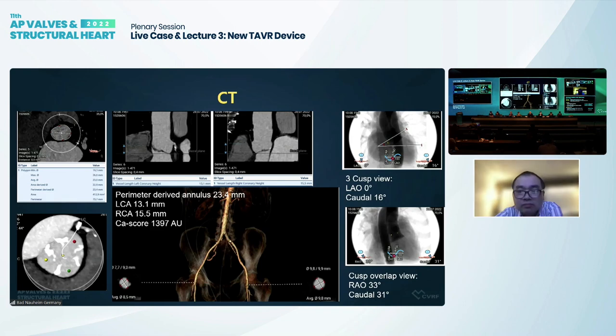Computed tomography showed us that the perimeter-derived annulus diameter was 23.4 millimeters. The left and right coronary arteries have an ostial height of slightly above 13 and 15 millimeters above the annulus plane, respectively. We have the CT predicted three-cusp view on the far right upper side, and the cusp overlap view below that. The calcium score of the aortic valve was 1,397 Agatston units. And the peripheral angio is shown in the center, with an approximate minimal diameter of 7.7 millimeters on the common femoral artery.